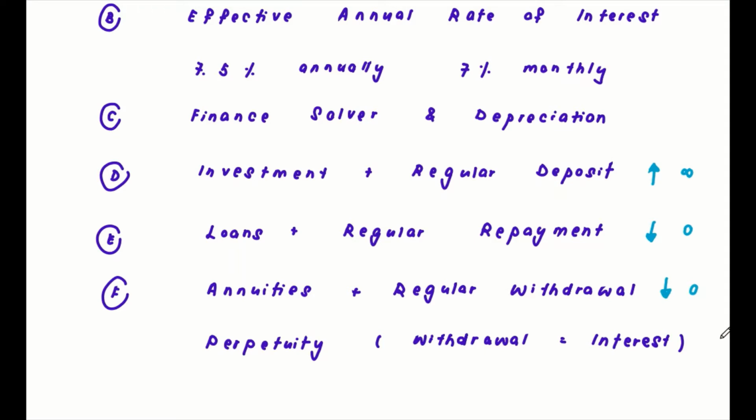For perpetuity, it's always the same, so there's not going to be any growth or any decay. That's basically the part. That's why this topic is called loans, investment, and annuities, because these are the main three accounts that we are looking at.